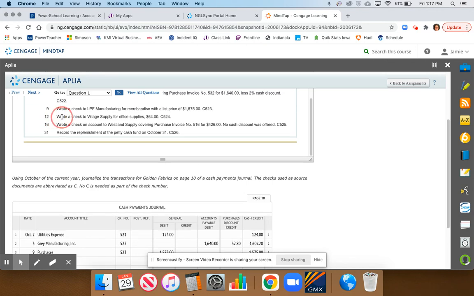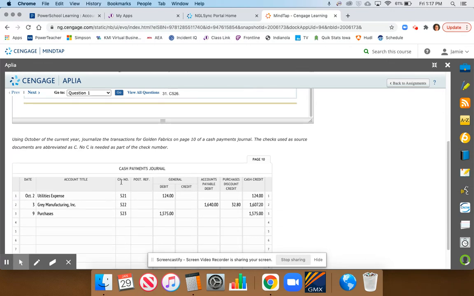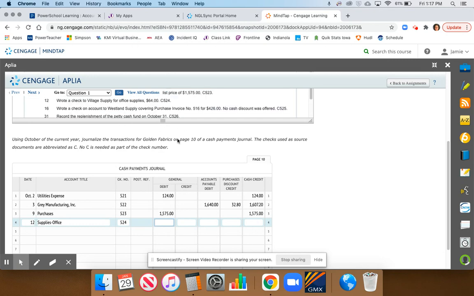On the 12th, we wrote a check to Village Supply for office supplies, $64, check 524. So the 12th, supplies-office, check 524, and we bought $64 worth of supplies. So we debit supplies. It's an asset that increases with the debit. We added supplies to our supply closet, and then we credit cash because we wrote a check.